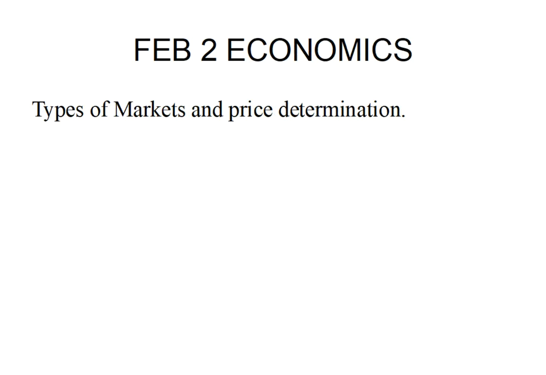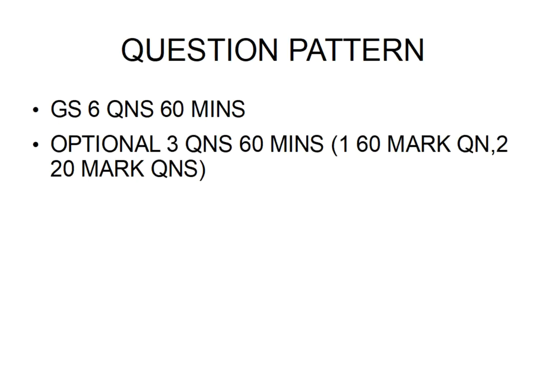So depending on your 2 optionals, you have to study and come, and this will be the pattern. For GS we'll be having 6 questions in 1 hour, so you can take 10 minutes each. All these will be 10 marker questions. So 4 minutes extra you are getting per question because you're starting to write.